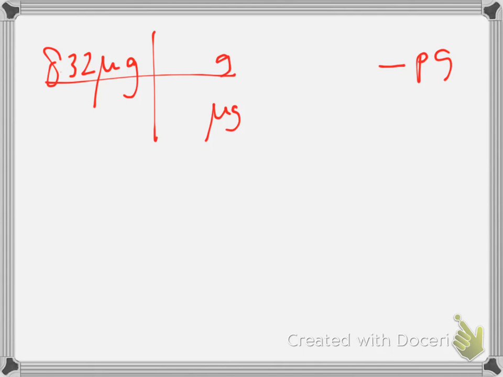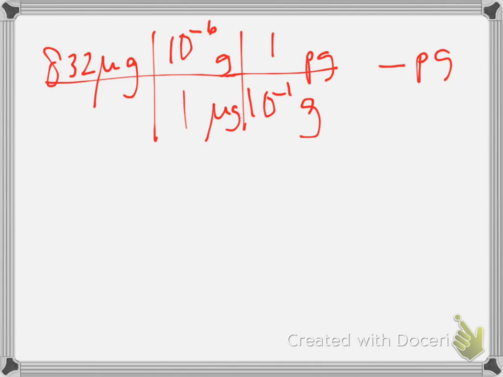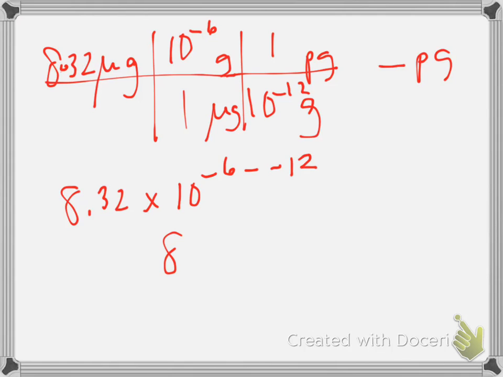So micrograms, grams, picograms, 1, 1. 10 to the negative 6th, 10 to the negative 12th. 8.32 times 10 to the negative 6th minus negative 12. So we're adding 12 to negative. Yes, ma'am. Did you check all your stuff? Okay. So what we end up with is 8.32 times 10 to the 6th picograms. So 8 million picograms, roughly speaking.